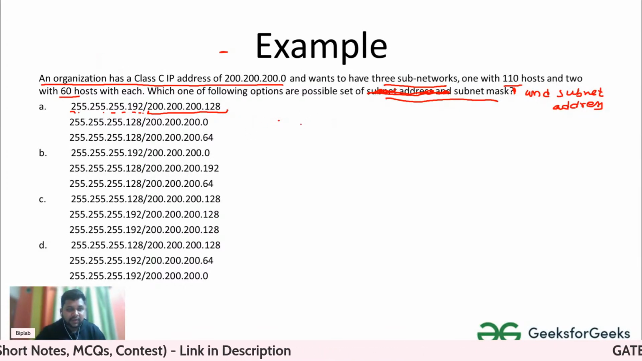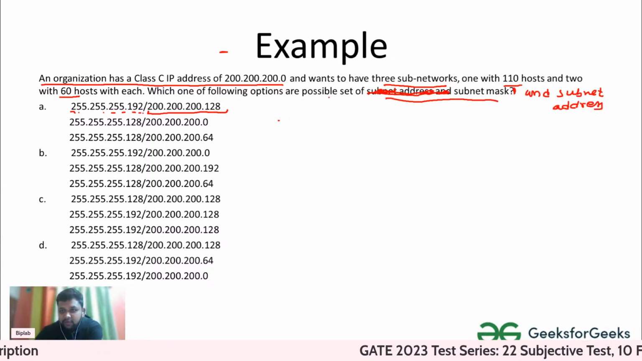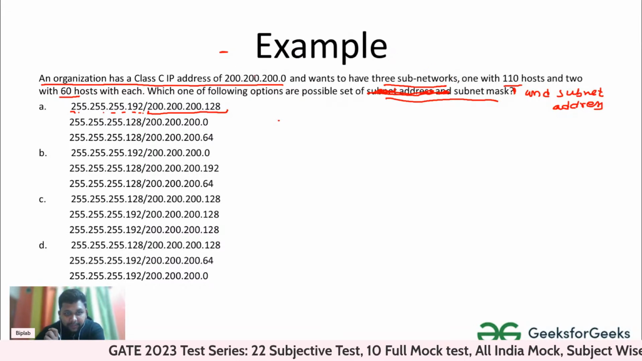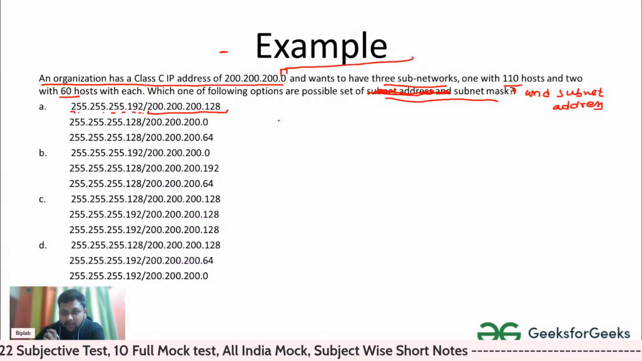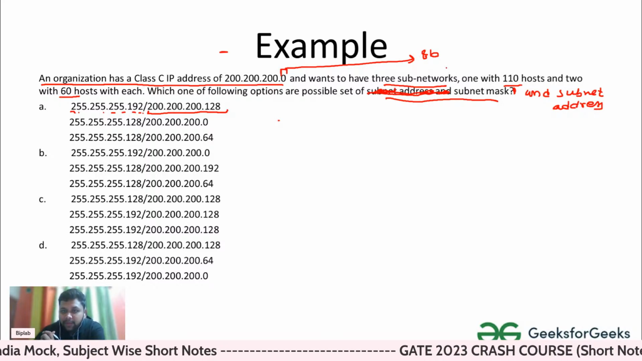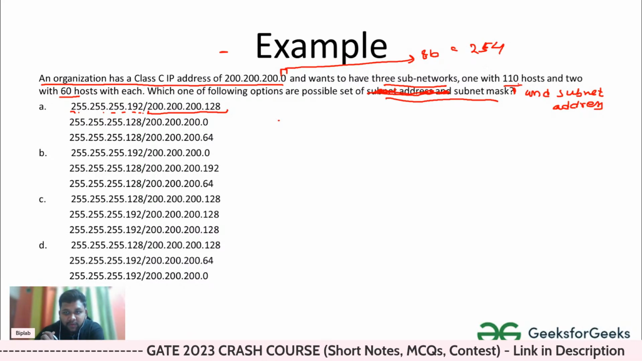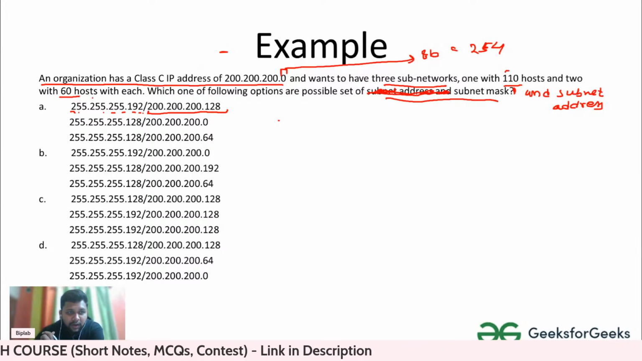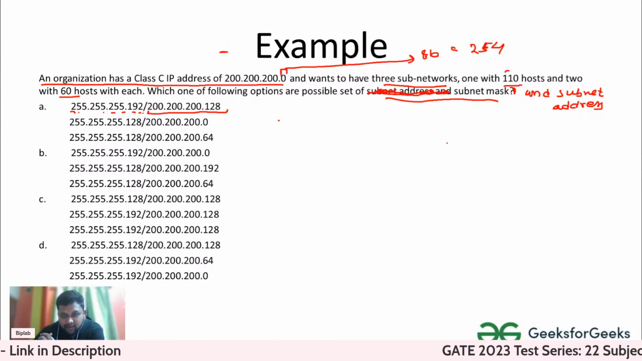Okay, first let me tell you how you can divide it. This is a class C IP address. That means you have 8 bits for the host, and you can possibly have 254 hosts. Now you want to divide them into 110 and 60, which is kind of the same as what we have just divided.